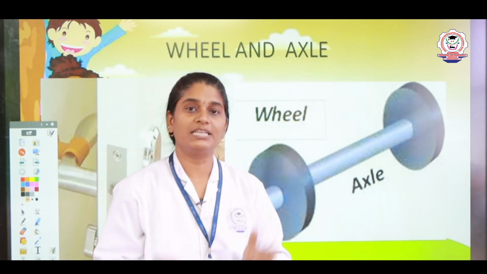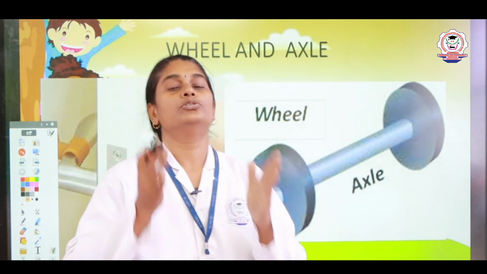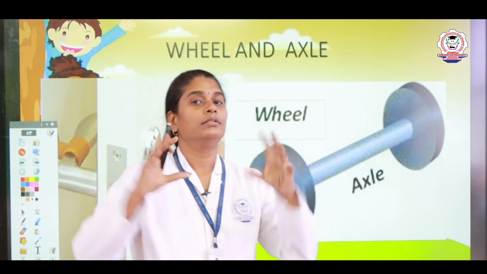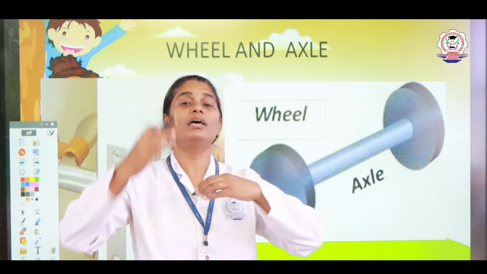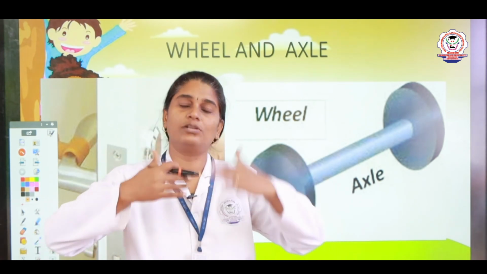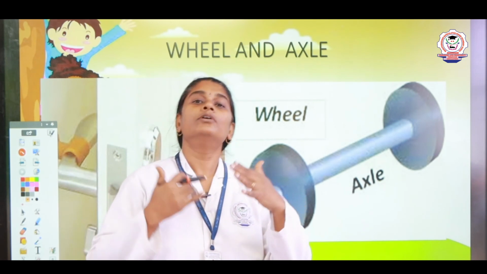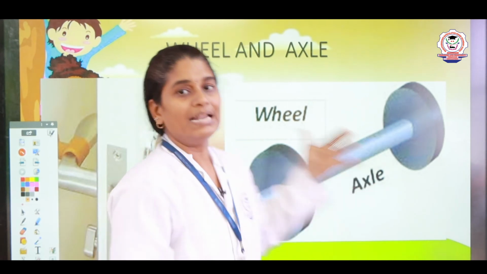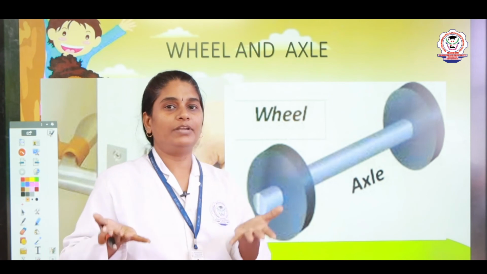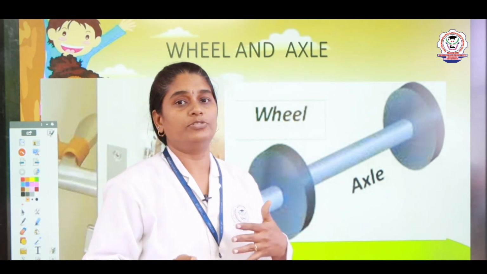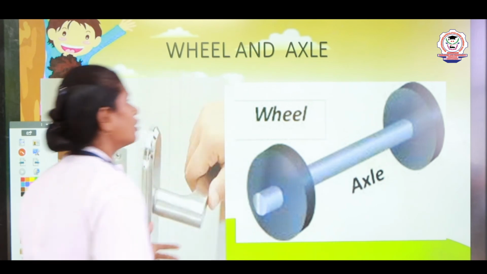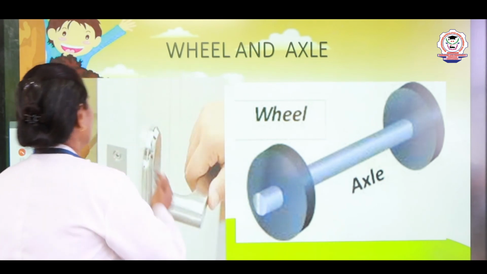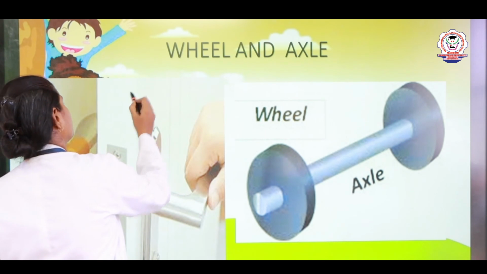So you must have seen in cars, lorries and all. So under the car, the wheels are attached with the axle. So when the wheel rotates, the axle also will be rotating, right? So the wheel and axle helps in lifting or moving heavy objects, or it helps to move for a longer distance. So examples of wheel and axle is, you can see the doorknob.